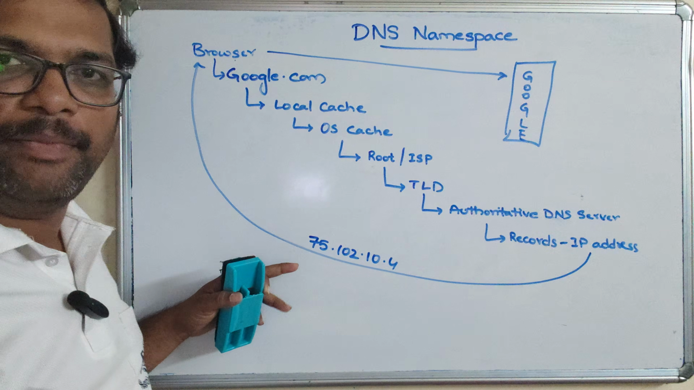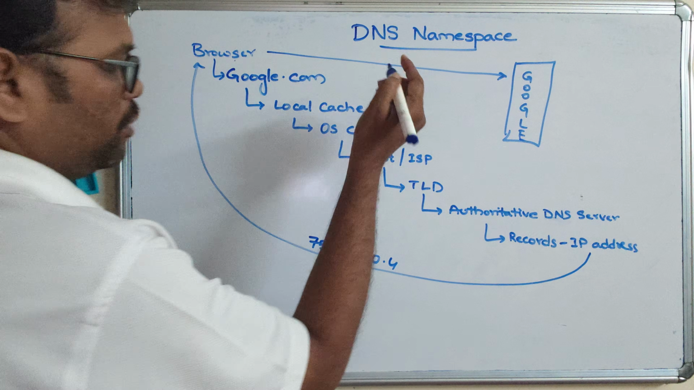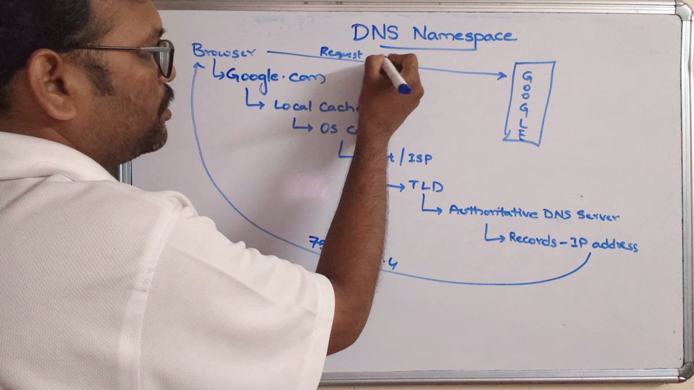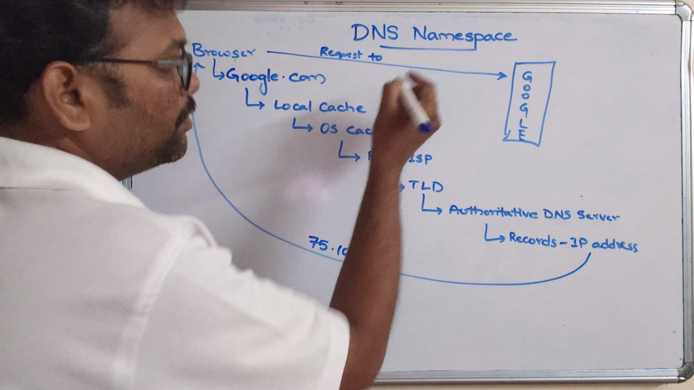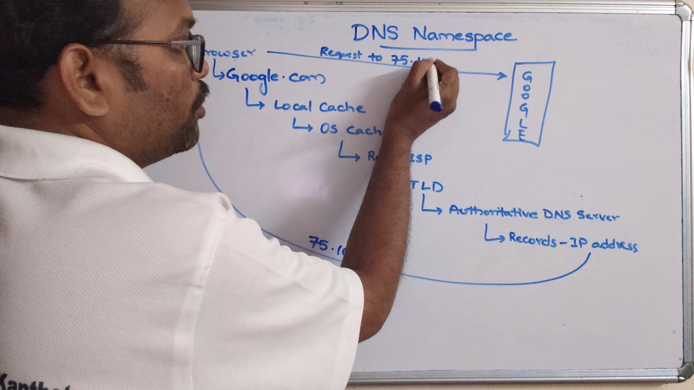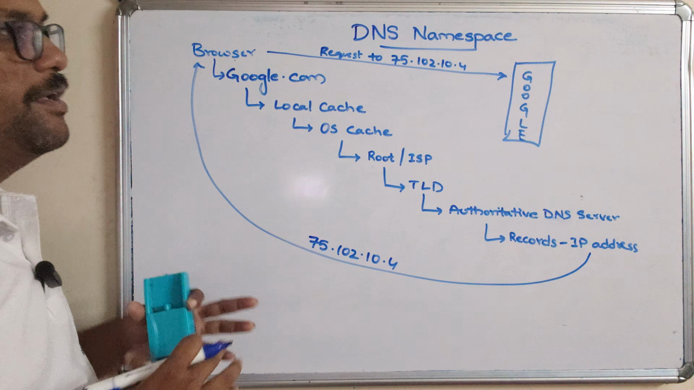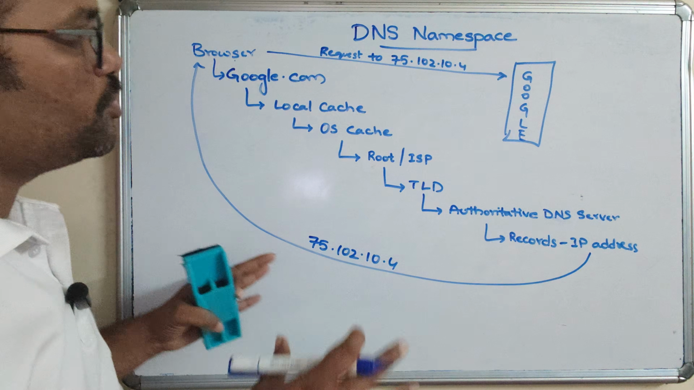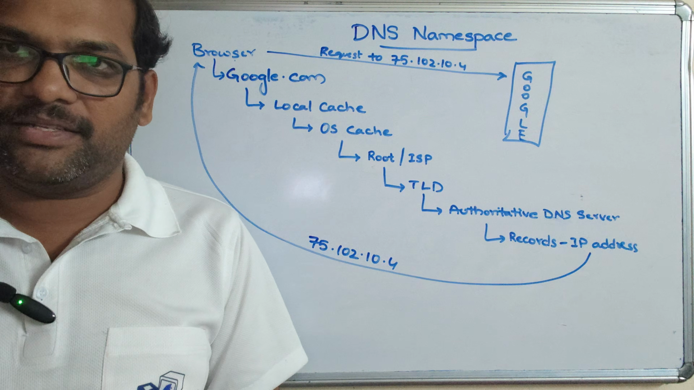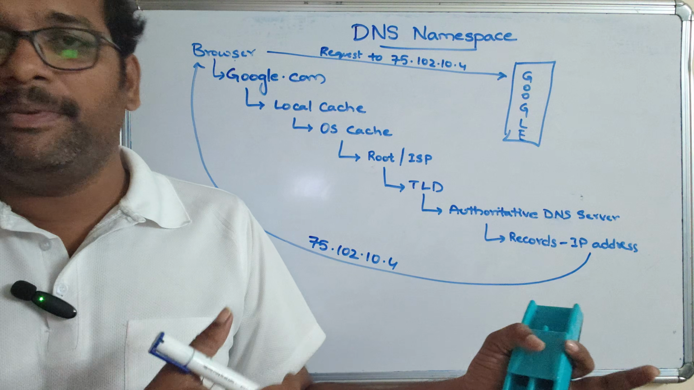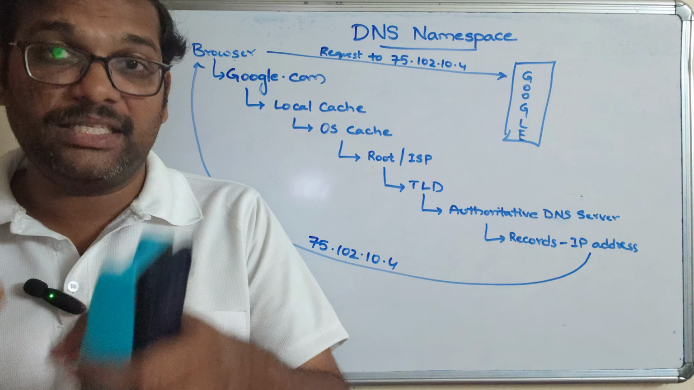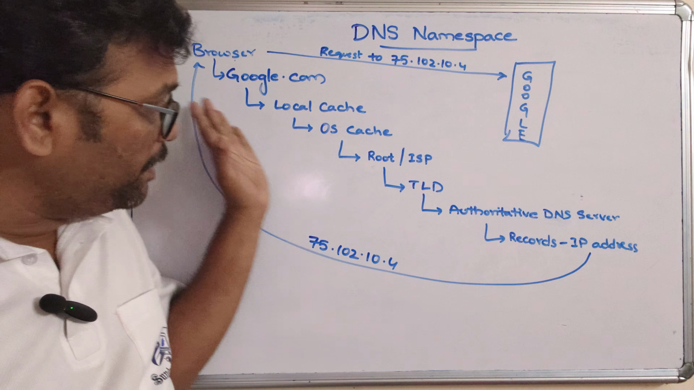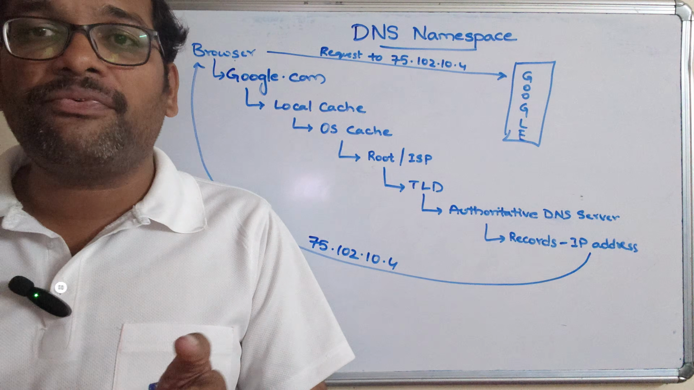For example, let us imagine whenever the IP address gets to the browser, it will send a request. It requests not google.com; it will go to 75.102.10.4, right? Then the request will be sent. Hope you understood this DNS namespace, how URLs are converted into IP addresses. That is the first step that happens when you open any website, and this complete process is done in a fraction of a second.